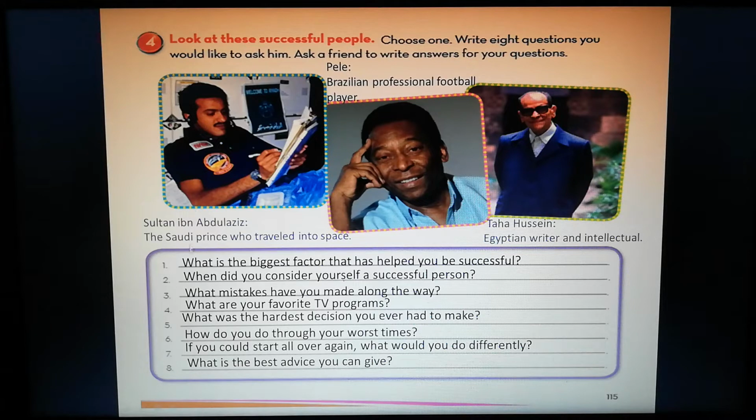Now let's read them together. Number 1. What is the biggest factor that has helped you be successful? Number 2. When did you consider yourself a successful person?